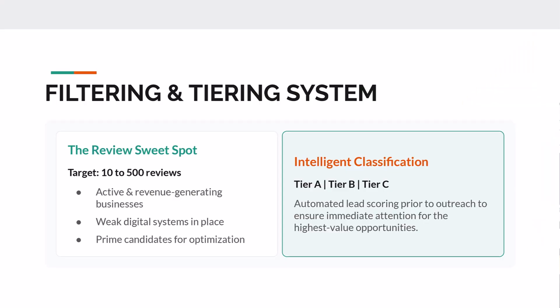I specifically target businesses with roughly 10 to 500 reviews. That middle range turned out to be the sweet spot. They're active, they generate revenue, but many still have weak digital systems. Then I classified every lead into tier A, B, or C. That way, the system already knew which businesses deserved immediate attention before outreach even started.